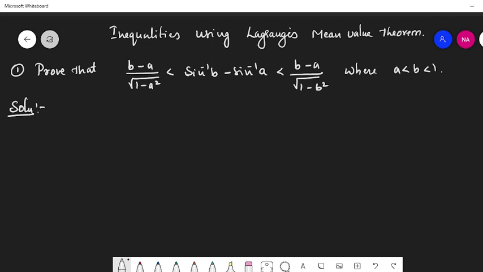So to prove this inequality, it is clear that we can consider the interval a less than b, we can consider the interval of this form [a, b], and the problem is, what should be f of x? That is very much important. If you look into this, here we have sine inverse b and here we have sine inverse a. So this you can treat as f of b and this you can treat as f of a. So I think you got the idea. So f of x should be sine inverse x.